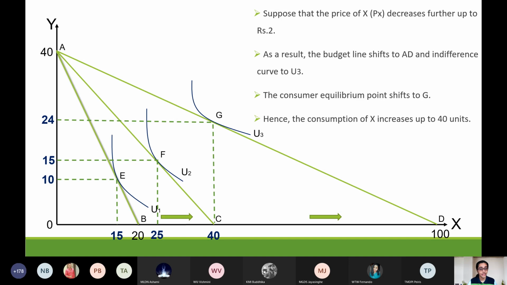Okay, now here again there's going to be another shift. Suppose the price of X is decreasing further down to 2. Now think, we started at 10 first. Then after that it became 5. Now it is decreasing to 2. What will happen? If it is going to be 2, what will happen to the budget line? If the X value is going to be 2, shifted again, what is the new value? Yes, what is your new value?